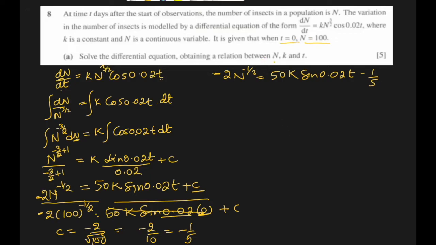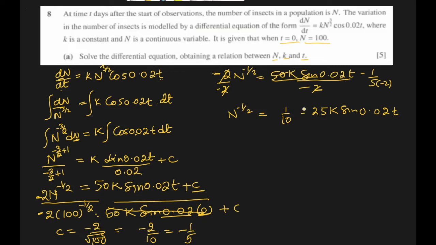But they said we wanted the relationship between n, k and t. It is n to the power negative half, not n. So let's try to isolate n by dividing by minus 2 here, and we divide by minus 2 here as well and here as well. Yeah, so this cancels out. N to the power minus half equal to, this becomes positive, so let's put it here, 1 over 10 positive, right? Minus this 2 and 50 cancels, so 25k sine 0.02t.